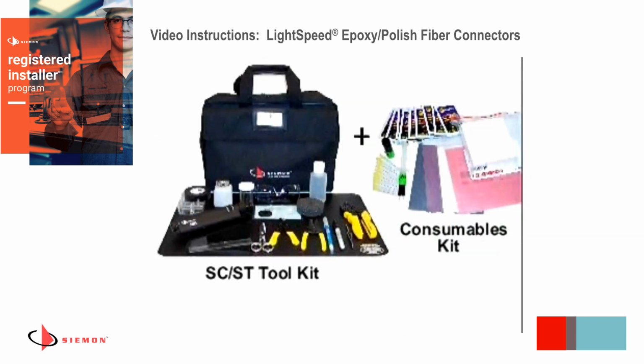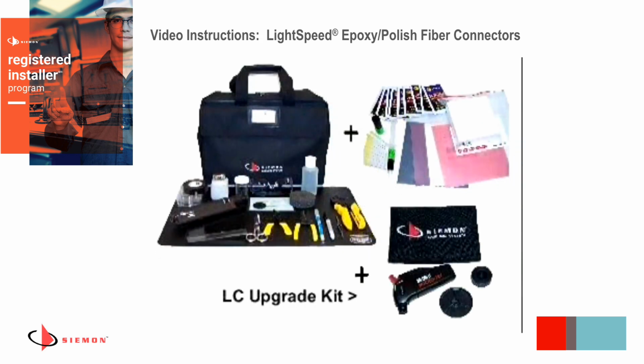Before beginning the termination, prepare a clean, dust-free work area and verify that all required tools are available. The Lightspeed tool kit plus the Lightspeed consumables kit will be required for proper termination of the SC, ST, or LC connector. If using the LC connector, you will also need the LC upgrade kit containing the LC polishing puck and the LC microscope head. The LC torch is also included for use with the jacketed style terminations not covered here.